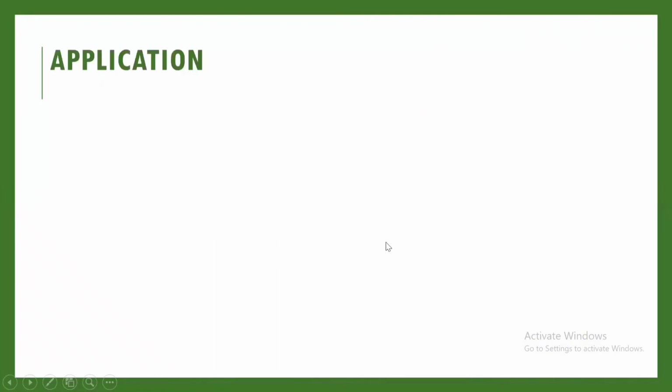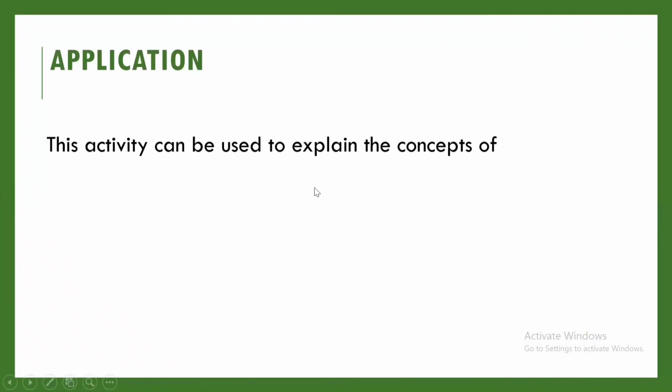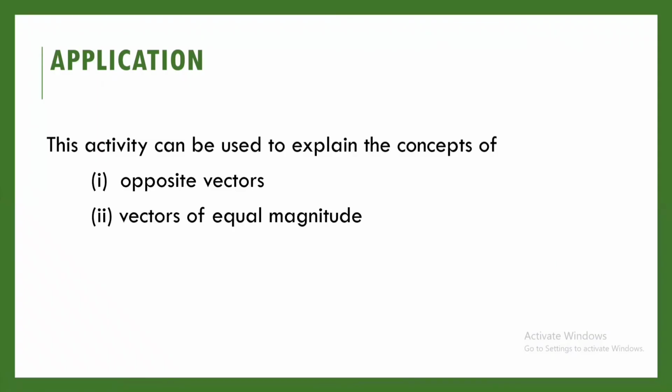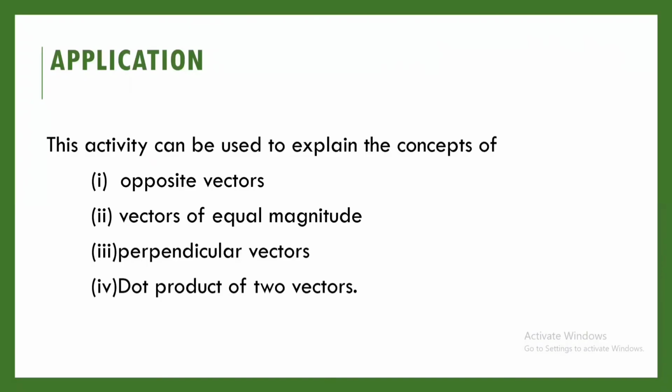So let us come to the application now. This activity can be used to explain the concepts of, there are 4 things that we can explain using this activity. Number 1, the opposite vectors. We had A and we had minus A. The vectors of equal magnitude, P and A, they both have equal magnitude. The perpendicular vectors and the dot product of the 2 vectors.